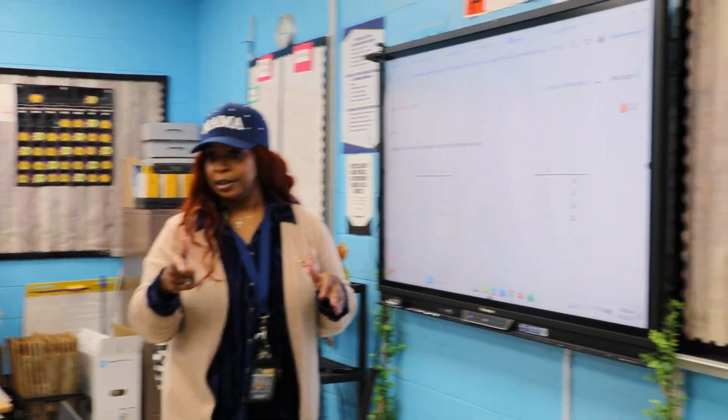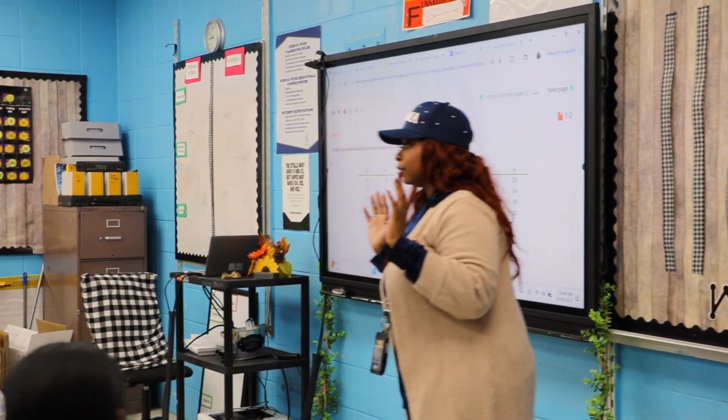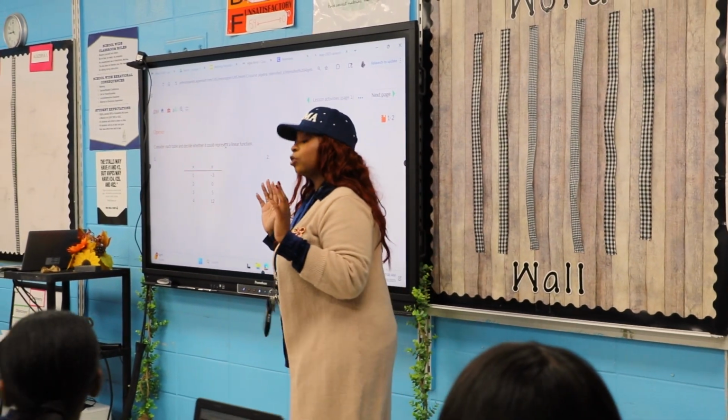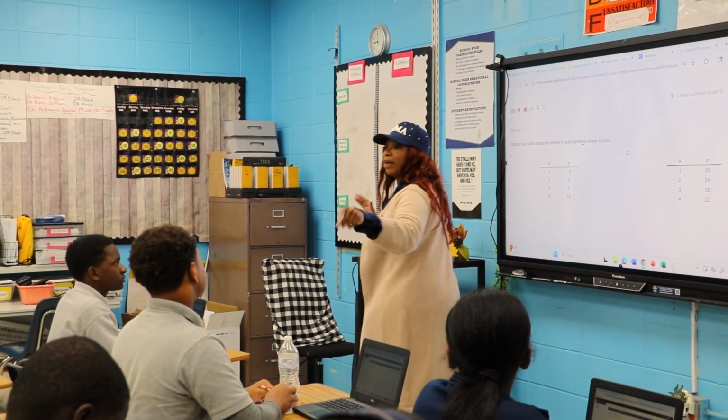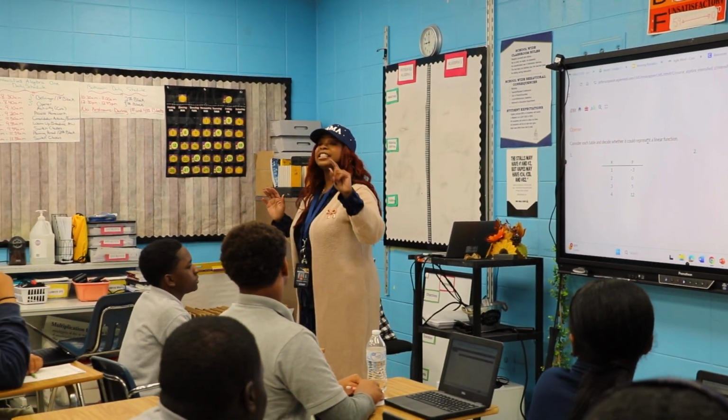What do I mean by linear? It has a straight line. Anything else? It's going the same rate. It's going the same constant rate. Good job. What do we mean by constant rate? It stays the same.